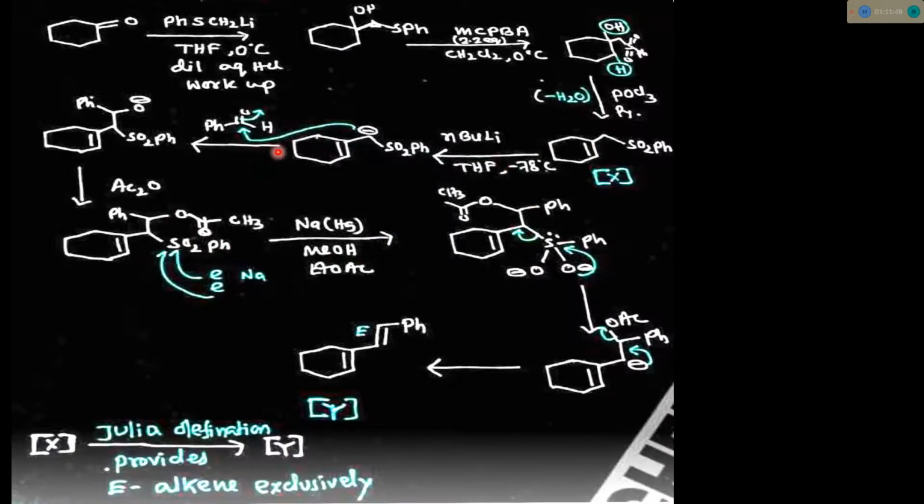These 4 steps are involved in the Julia olefination reaction. Later we will see the Julia olefination reaction and the Peterson olefination reaction. In our upcoming video we will discuss details in the name reaction series. For now, just note that the Julia olefination reaction, in 4 steps, will give the trans alkene, and these are the reagents normally used in it.